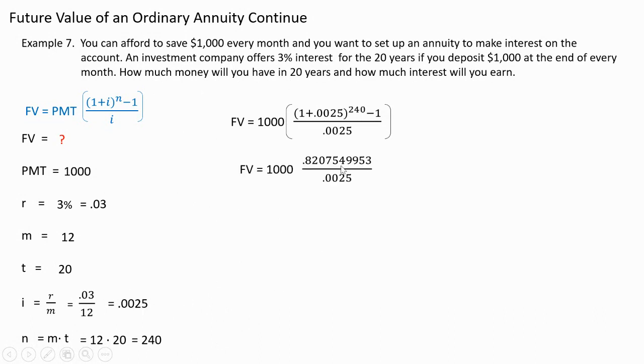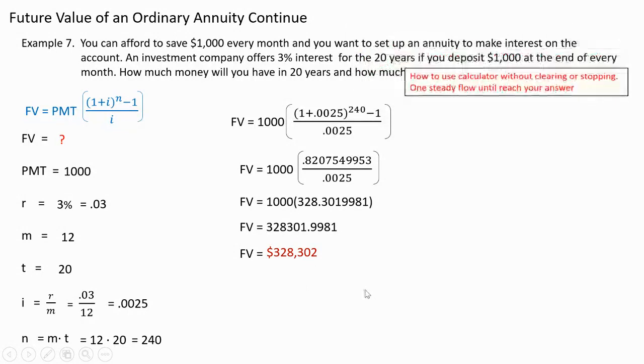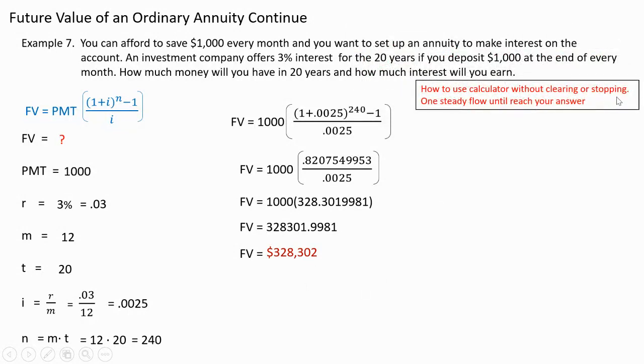Now, how do we do it in the calculator? Okay, so first of all, you take it in steps. What I did here, I did the numerator first. The parentheses 1 plus 0.0025 to the 240 minus 1. Okay, so then I divide that by 0.0025 without stopping. And then I multiply it out. So that's what I get. Okay, so it's going to be rounded out. $328,302.